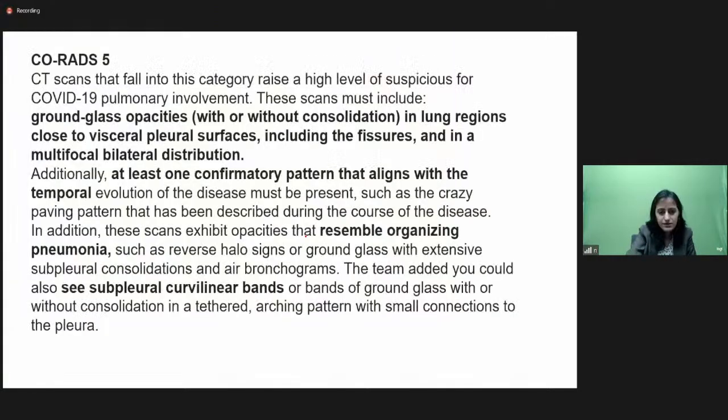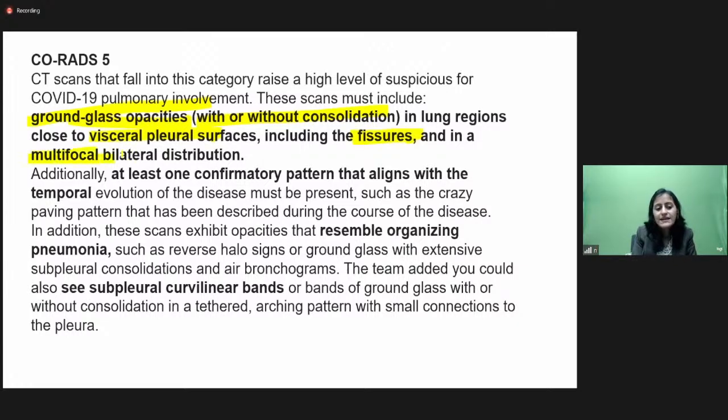Now, let me just read out to you the CO-RADS 5, what all comes in CO-RADS 5, because we should know whether yes, this is COVID or not. So these are ground glass opacities, maybe with or without consolidation. In which regions? Close to the pleura, that is the periphery. Pleura includes your fissures as well. And it is multifocal.